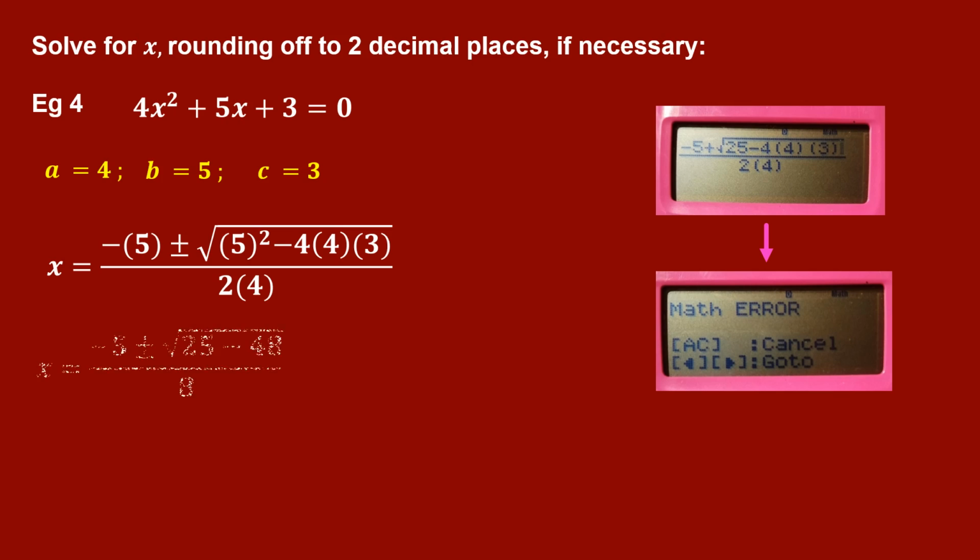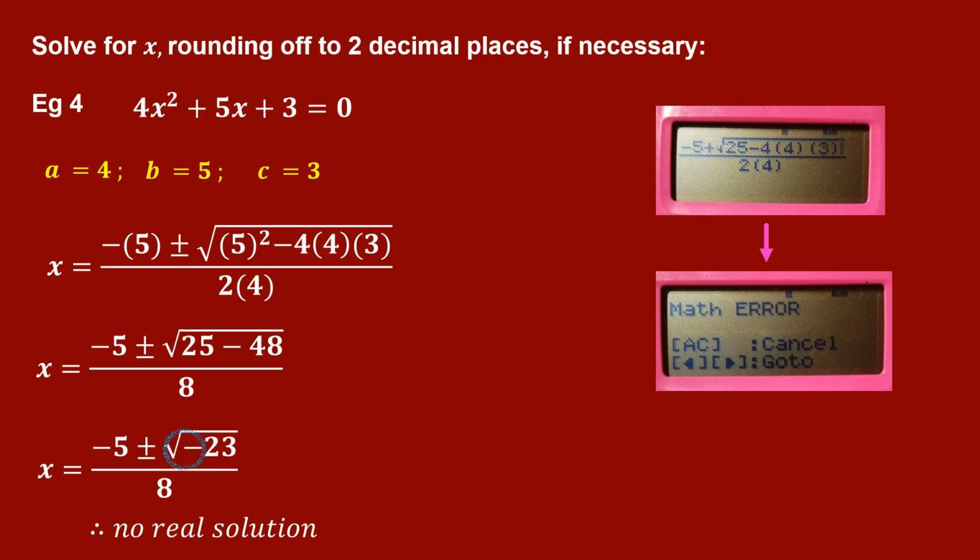So in a few more steps, I end up with -5 plus, then under the square root, 5 squared is 25, and -4 times 4 times 3 is -48. And if I go 25 minus 48, I end up with -23. It's because of this negative that I'm getting a maths error. It's because I'm asking the calculator to do the impossible. We cannot find the square root of a negative. In other words, there's no real solution to this equation.